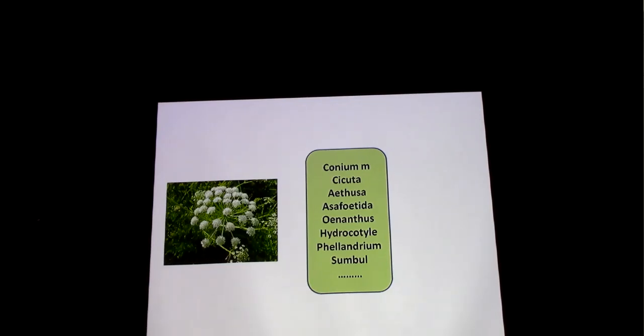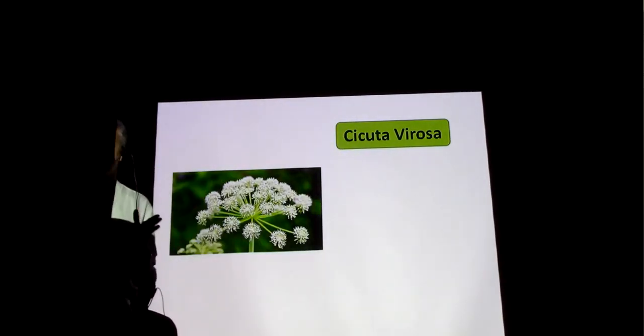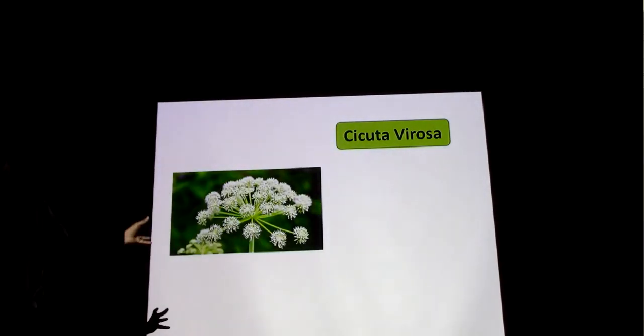Now, we will be discussing a remedy which I gave to that particular patient, and it is one of the remedies that we have in this particular list, and the remedy is Cicuta virosa. The remedy is Cicuta virosa. So for the next 40 minutes we'll try to focus, or we'll try to understand what Cicuta virosa is all about.